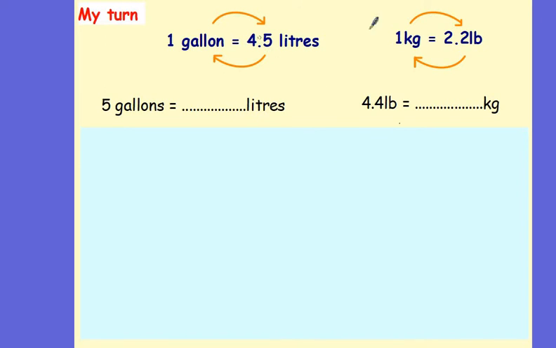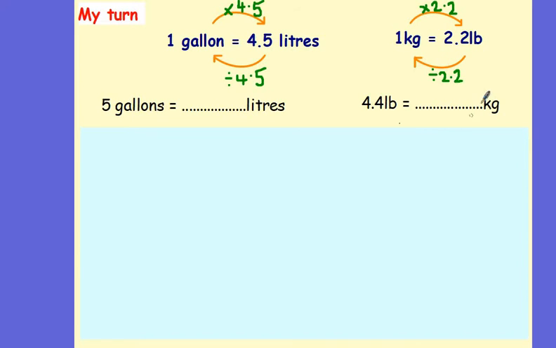Okay, we're going to look at 2 more examples. I've been told 1 gallon is 4.5 litres and 4.5 litres is 1 gallon. So to go from gallons to litres, I multiply by 4.5. And to go from litres to gallons, I need to divide by 4.5. I know that 1 kilogram is 2.2 pounds, so I need to multiply by 2.2. And to go the other way, I need to divide by 2.2.